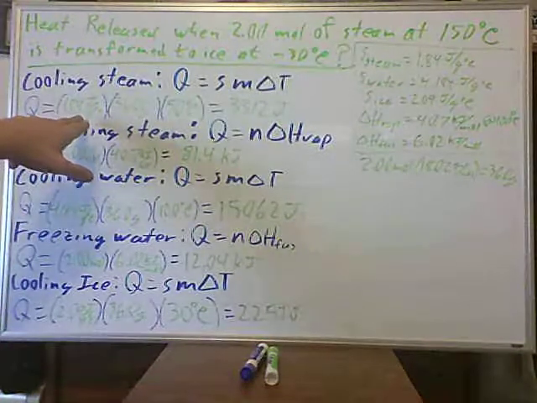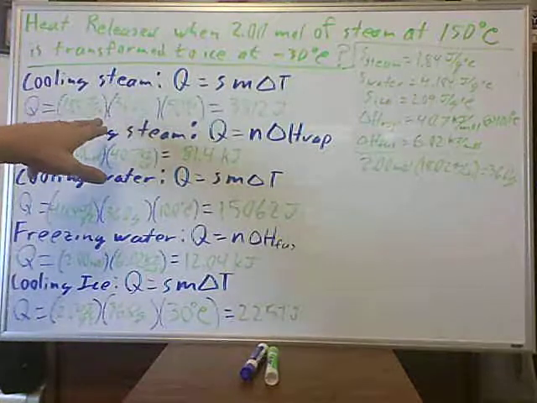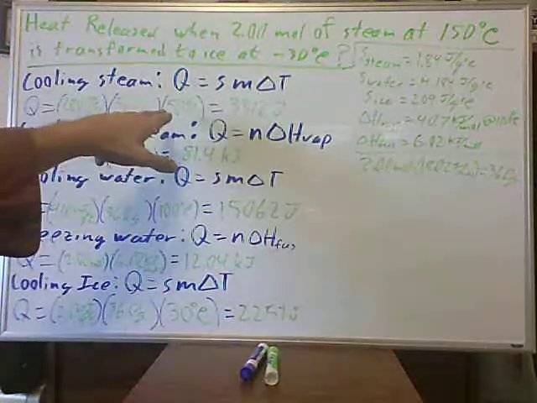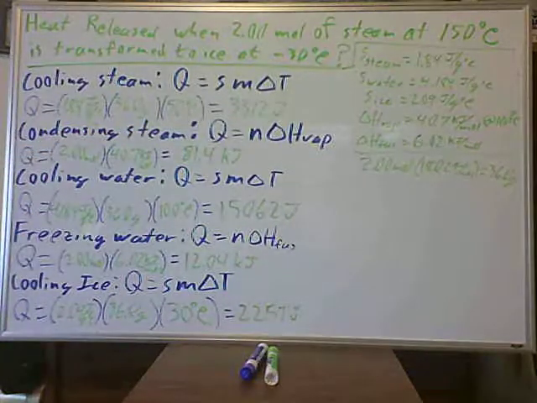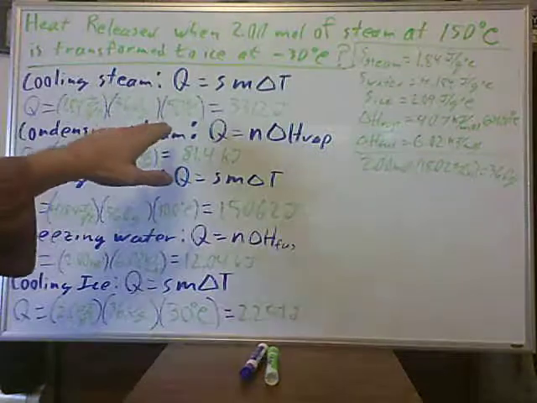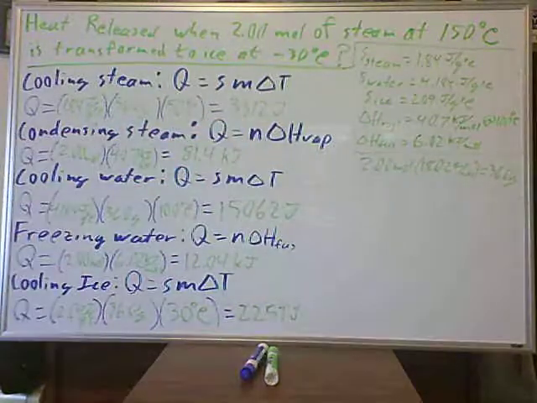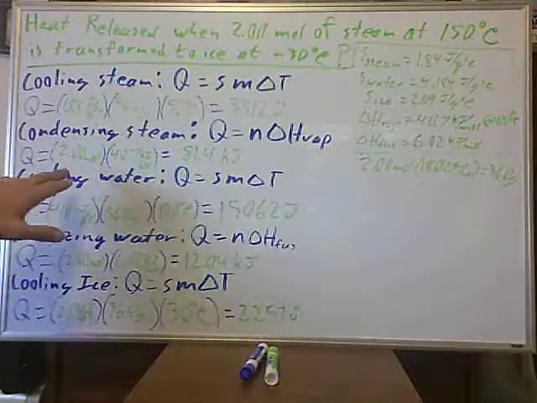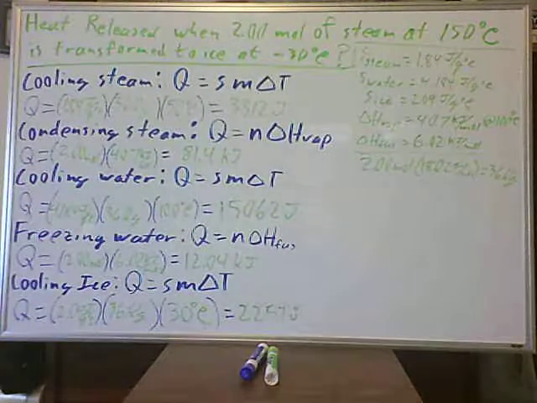For cooling the steam, we use the specific heat of steam, 1.84, mass 36 grams, and the change in temperature is from 150 down to 100 degrees, the normal boiling point of water. So we have a 50-degree change, and we get that that releases 3312 joules of heat. To condense the steam into water, we have 2 moles times the heat of vaporization, 40.7 kilojoules per mole.